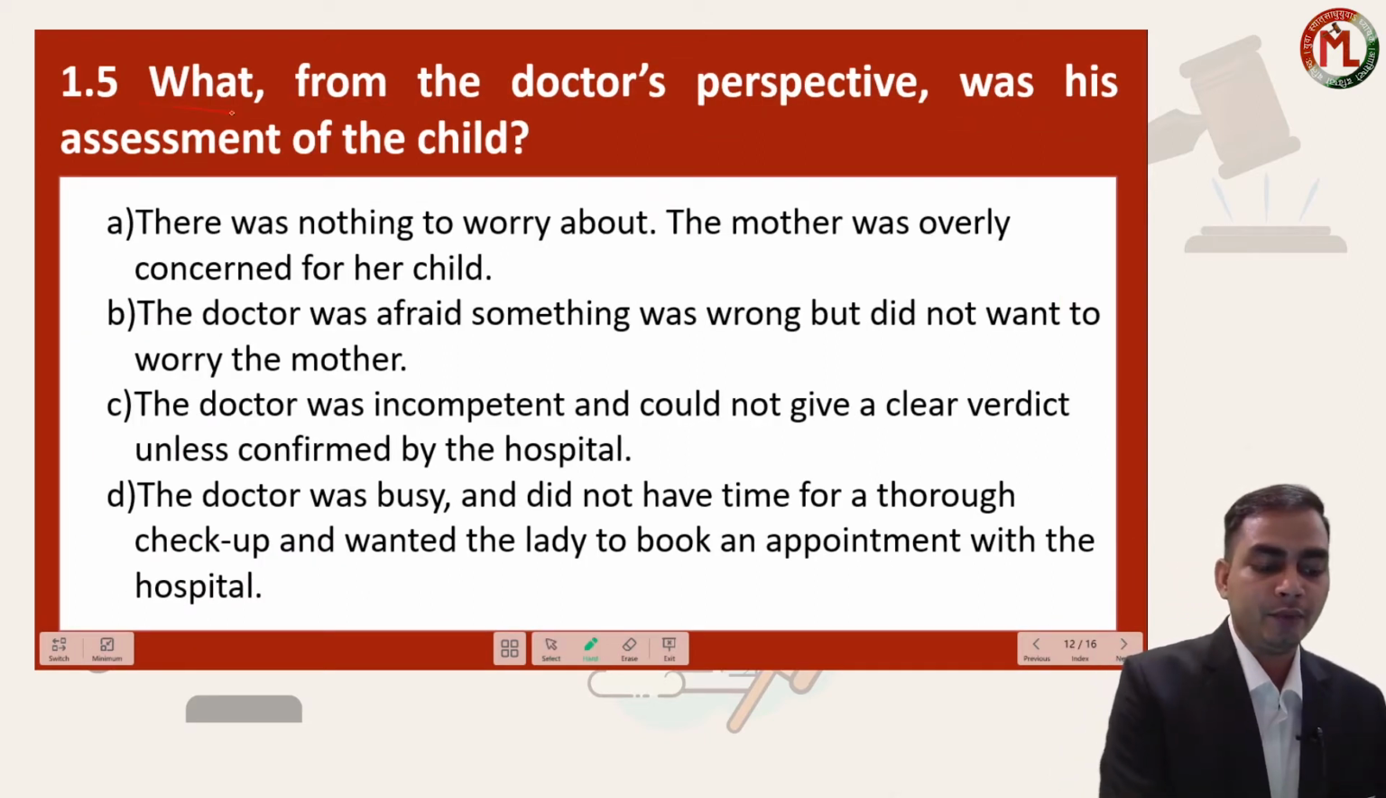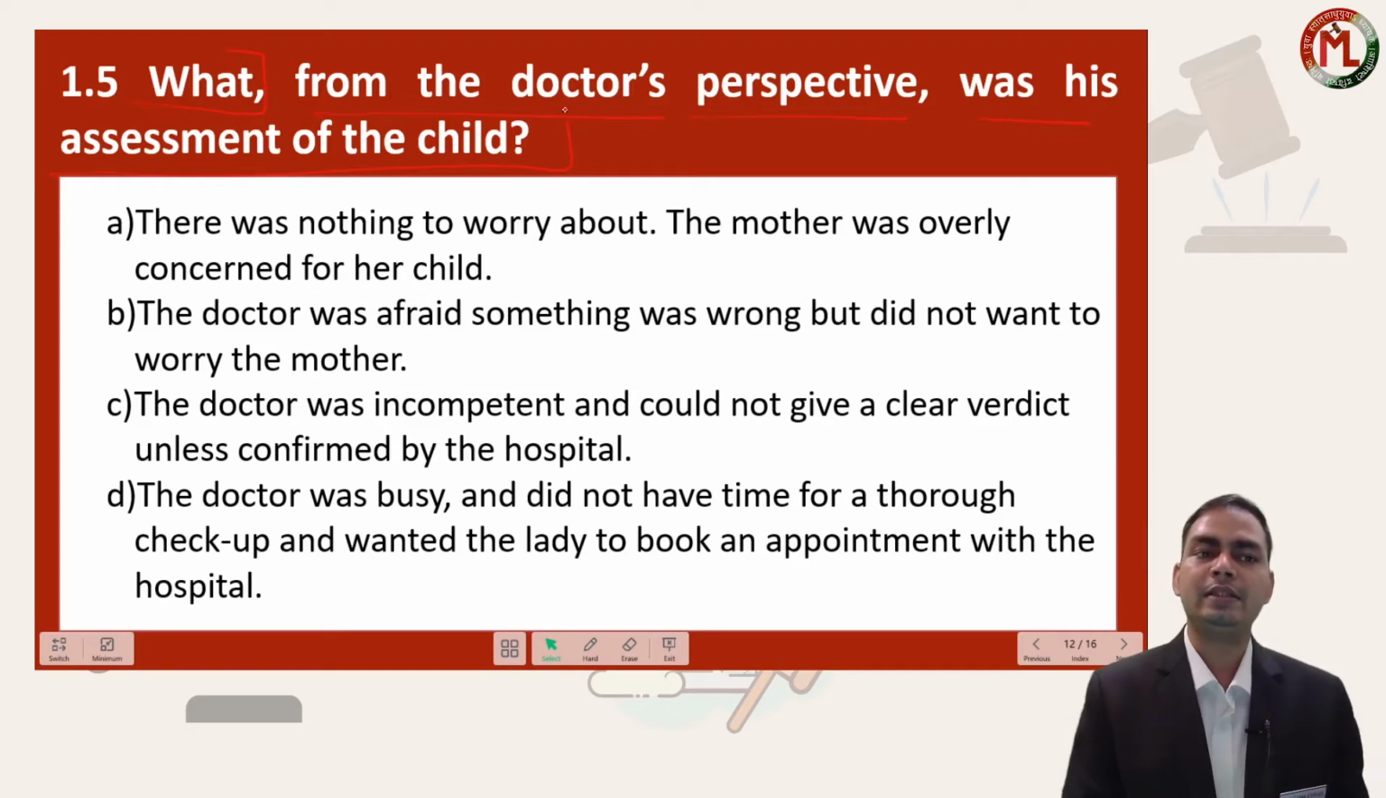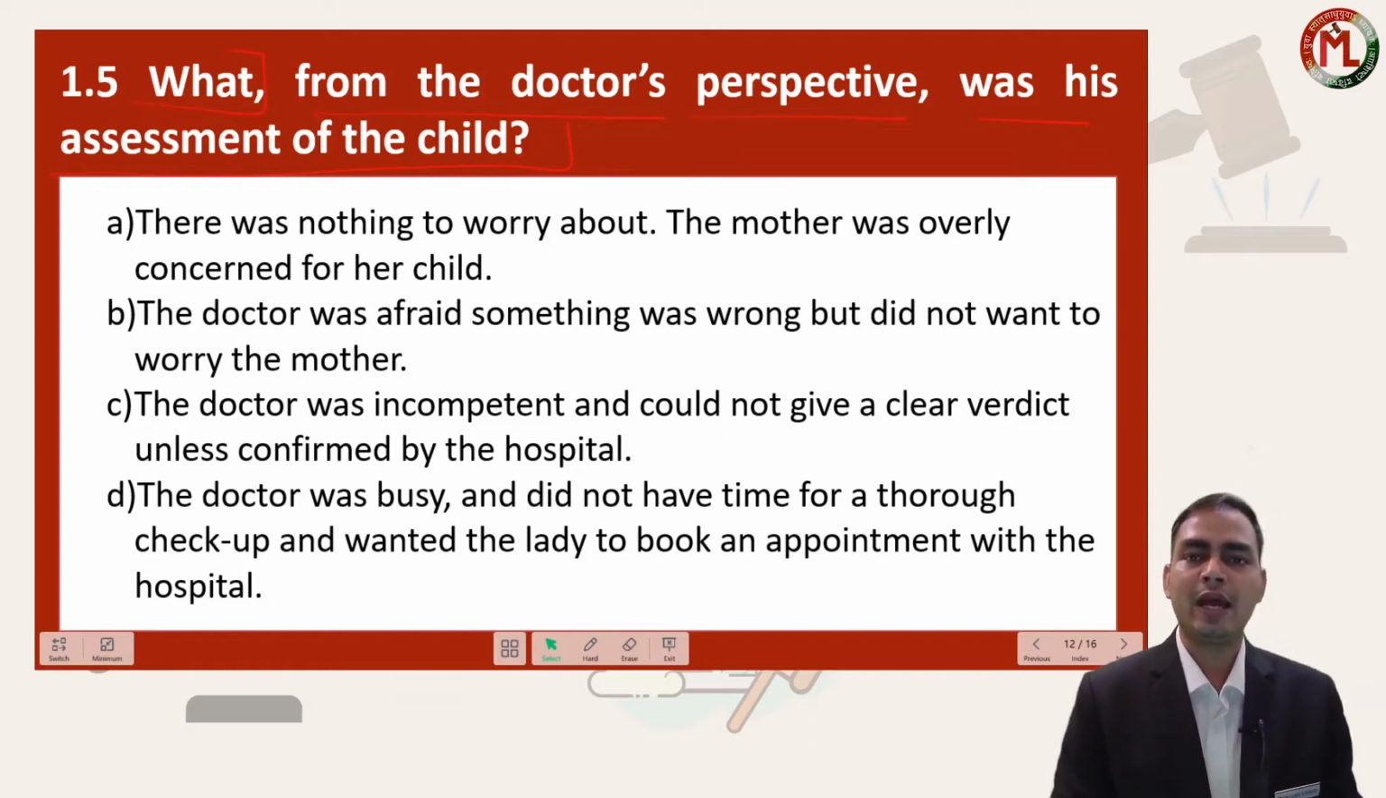The next question is, what from the doctor's perspective was his assessment of the child? So when you read the passage, you will understand what the doctor's reaction was when he saw the child. Now, after you have read all the 5 questions, you have some basic and fair idea about what is going to be asked in the passage and what I have to look for exactly in the passage. So now, let us read the passage and answer the questions.